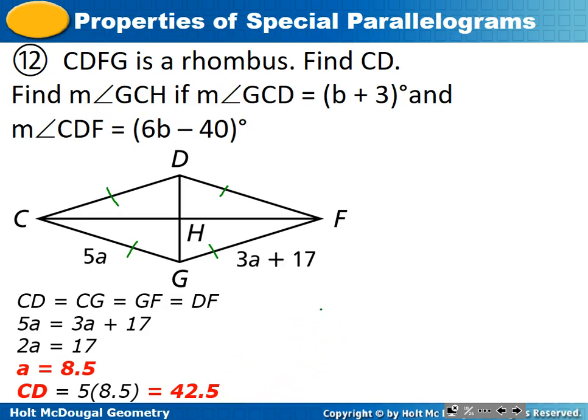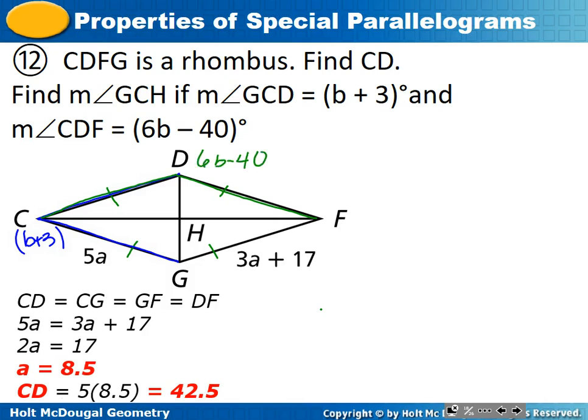Now let's talk about this other part. We're looking for the measure of GCH. And let's look and see what we have. We have GCD. GCD is all of this, and that would be B plus 3. That's for the whole angle, right? And then we also have, let's do this in a different color so we can see it, CDF. CDF is all of this angle up here. So that's going to be 6B minus 40.